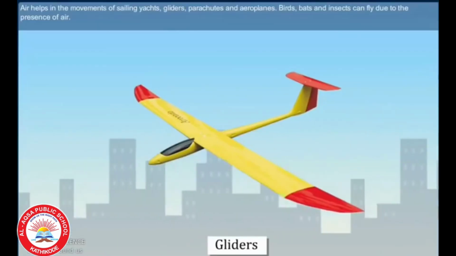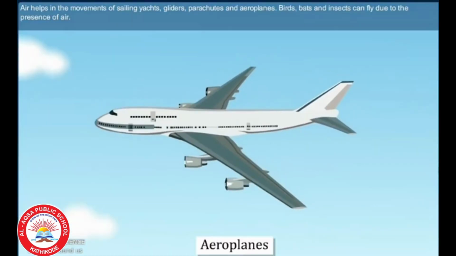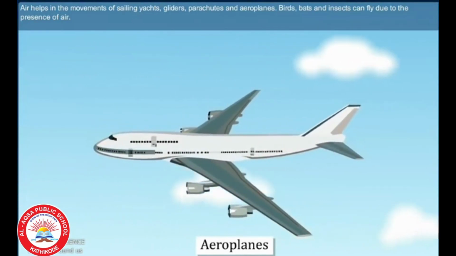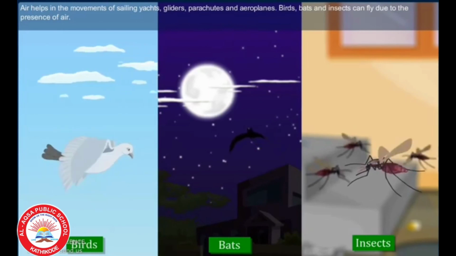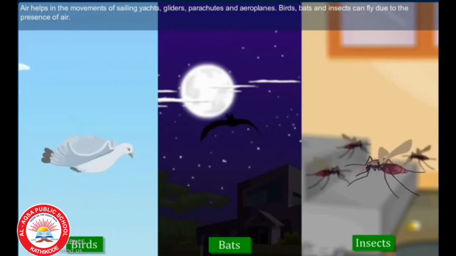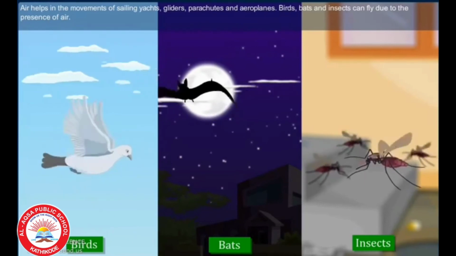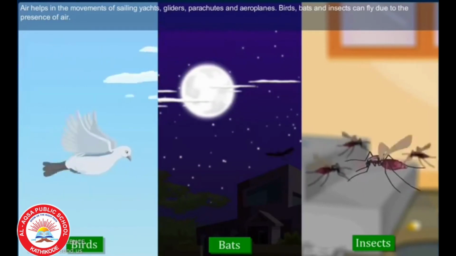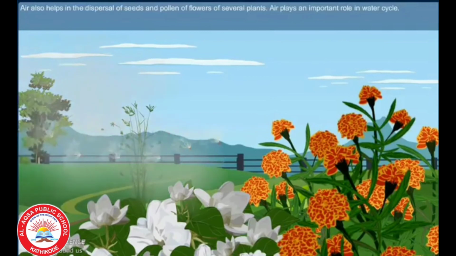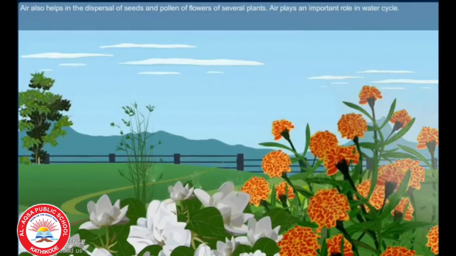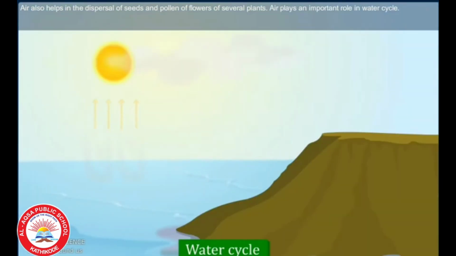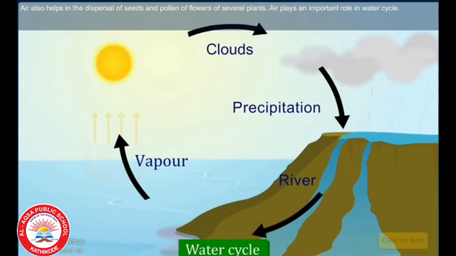Air helps in the movement of sailing yachts, gliders, parachutes and aeroplanes. Birds, bats and insects can fly due to the presence of air. Air also helps in the dispersal of seeds and pollen of flowers of several plants. And air plays an important role in the water cycle.